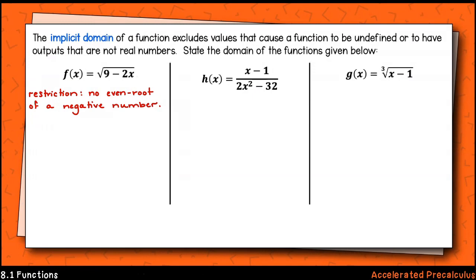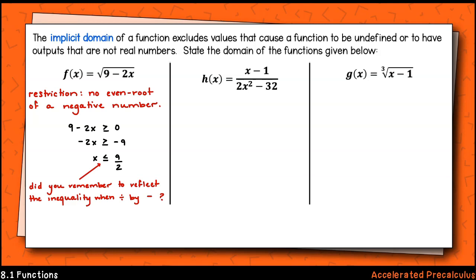Starting on the left, I have f of x equals the square root of 9 minus 2x. To begin, I'll think about any restrictions involved with the function rule. We will get a non-real number output if we take the square root of a negative number with any even root radical. So we'll want to find the set of numbers where 9 minus 2x is greater than or equal to 0. I'll set up this inequality. After dividing both sides by negative 2 and reflecting the inequality, we get x is less than or equal to 9/2. That means that the domain is negative infinity to 9/2 inclusive.